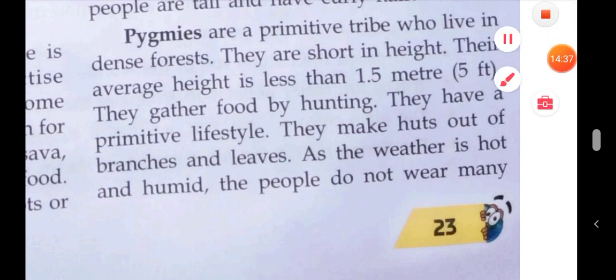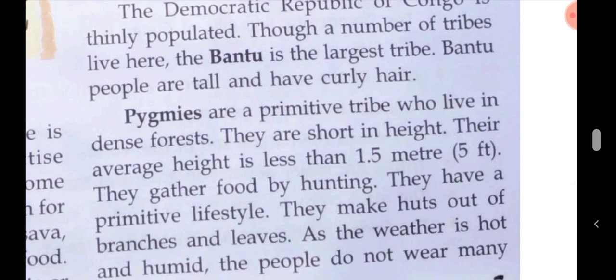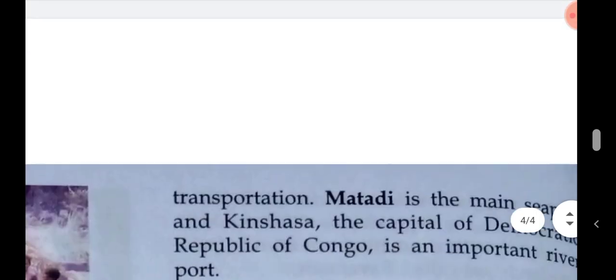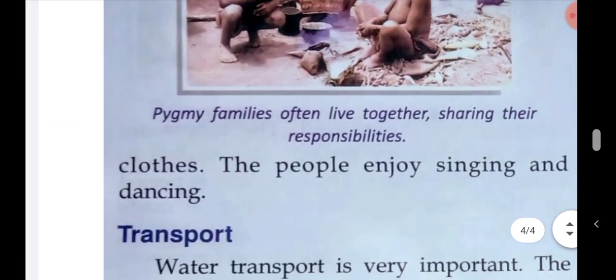Okay, so students, here the temperature is very hot, so the tribal people wear very few clothes. So now you can understand about the two main tribes here, that is Bantu and Pygmies. Now we will learn about the transportation.